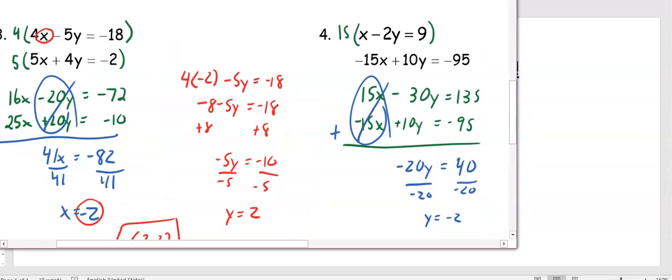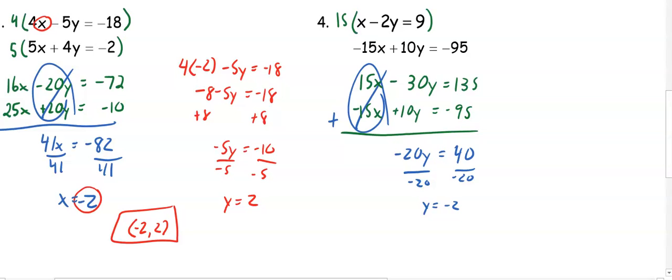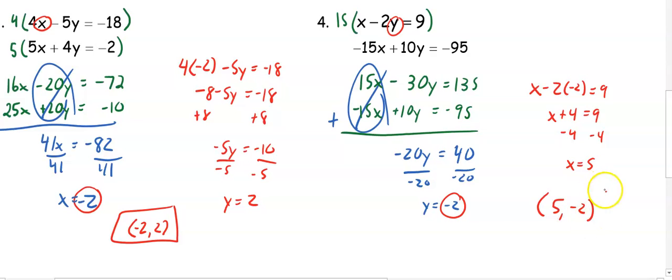Once we know what y is, we're going to substitute. So I'm going to take -2. x minus 2 times -2 equals 9. x plus 4 equals 9. Subtract 4 from both sides. So x equals 5. So we have 5, -2.